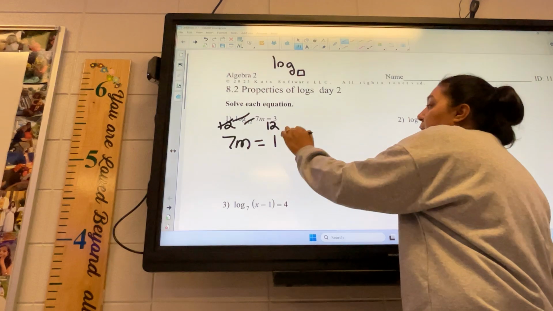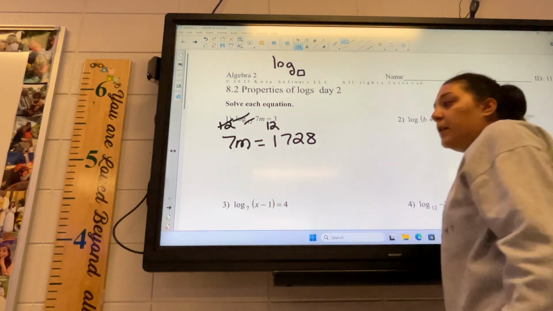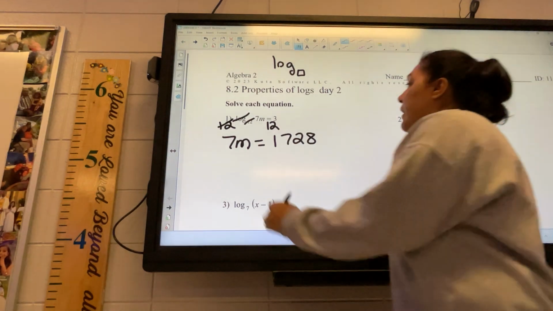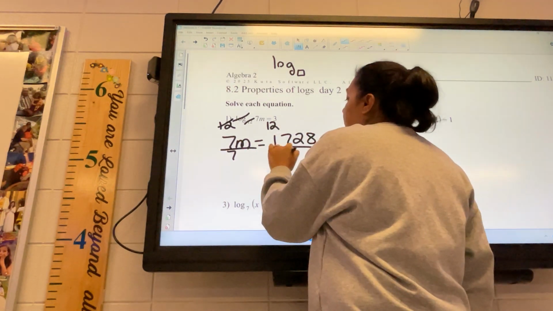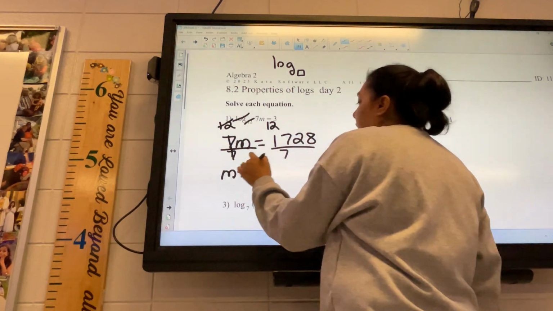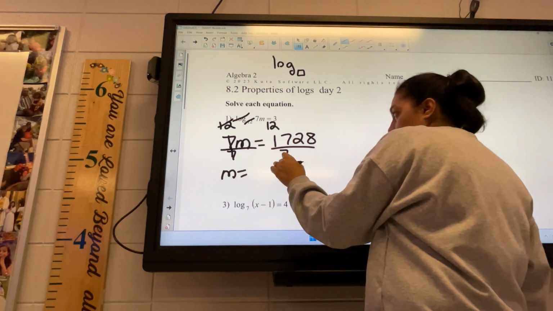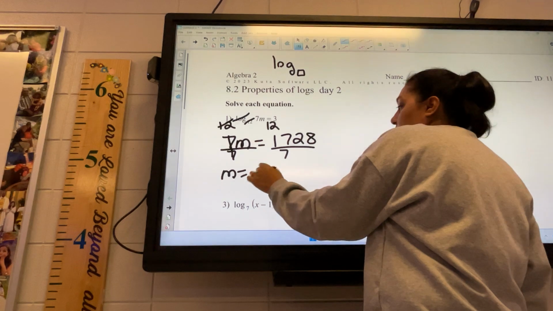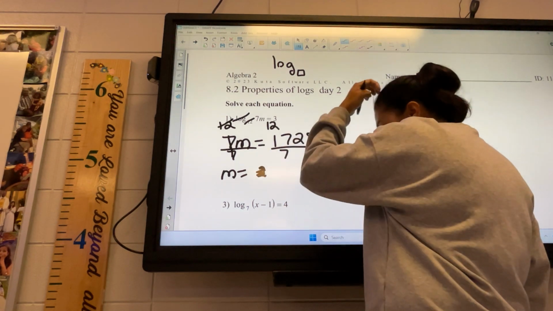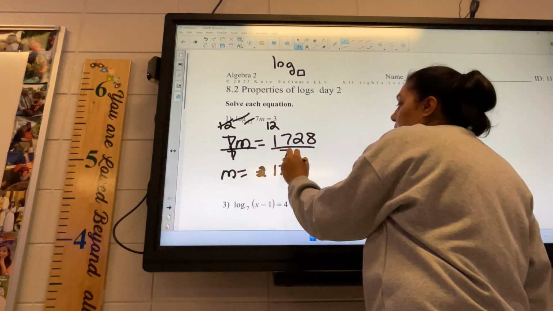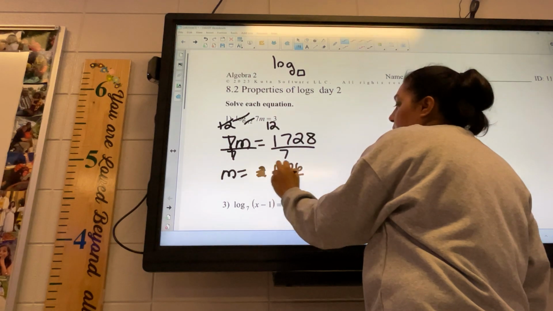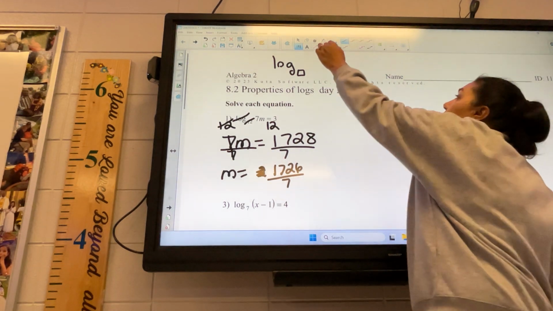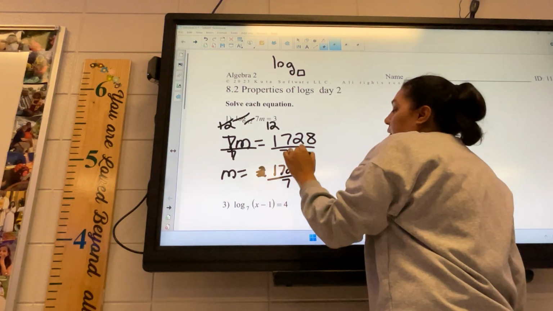1728. 1728, somebody agree? Okay, and then what do we need to do? Divide by 7. What is 1728 divided by 7? 246.85. No. What is 1728 over 7? Okay, the last thing is 8.